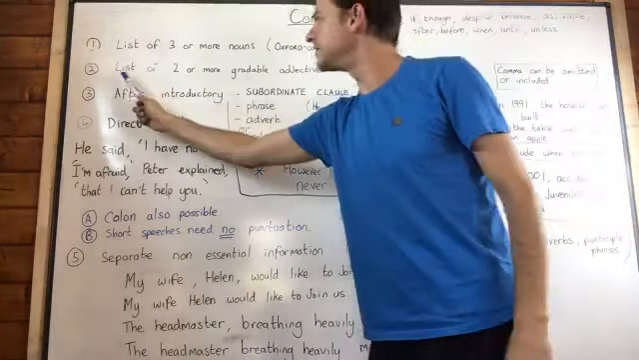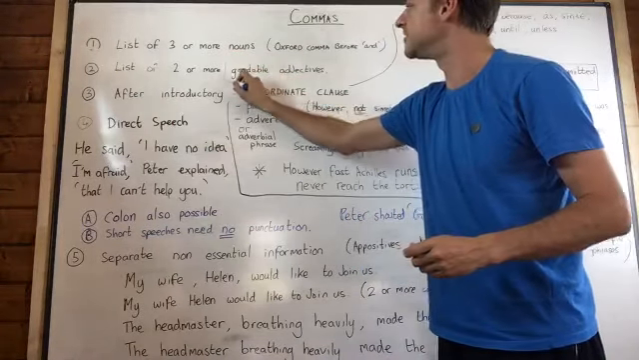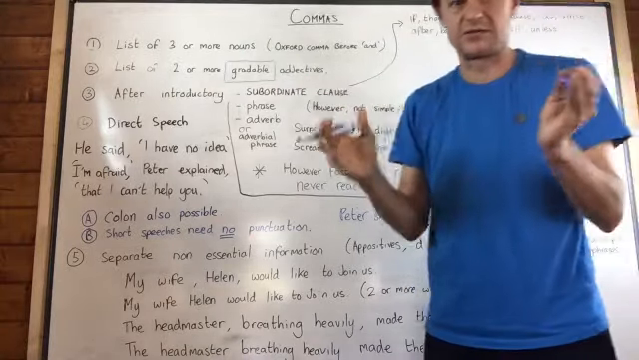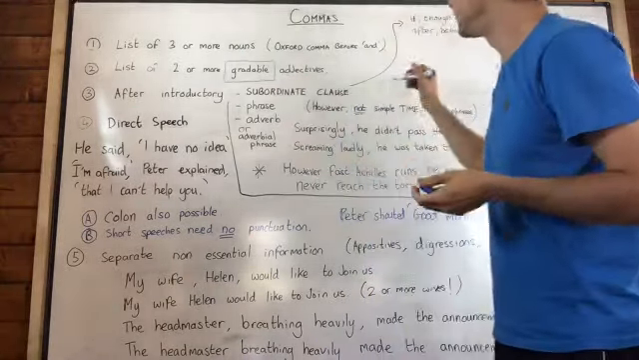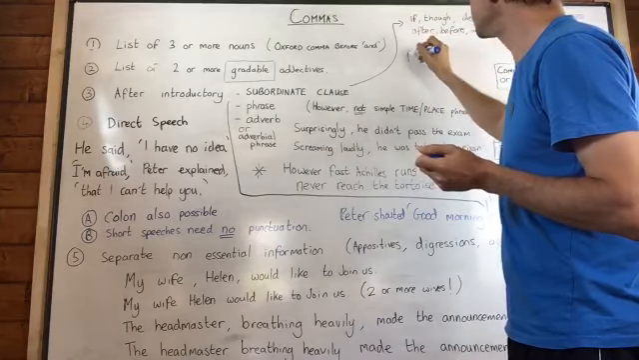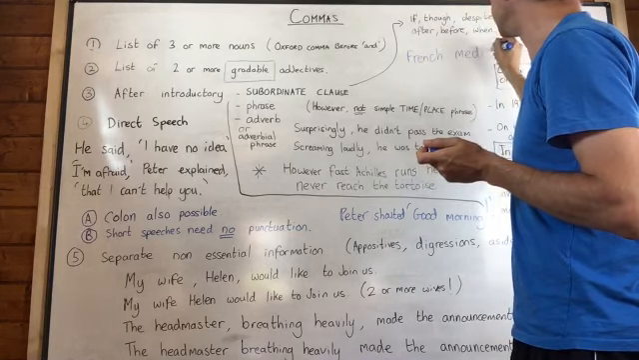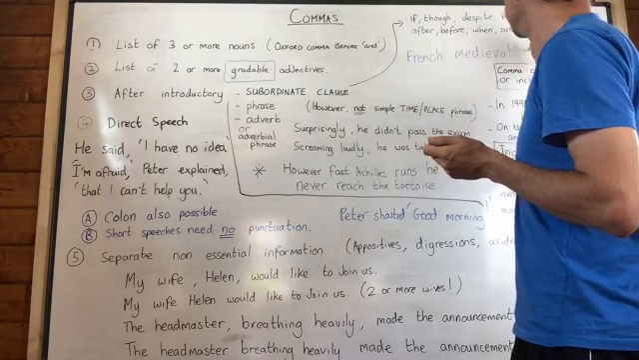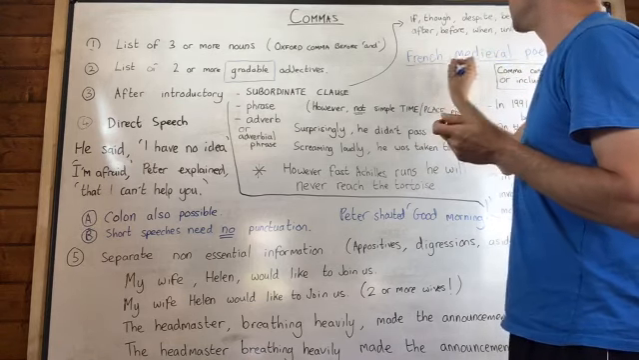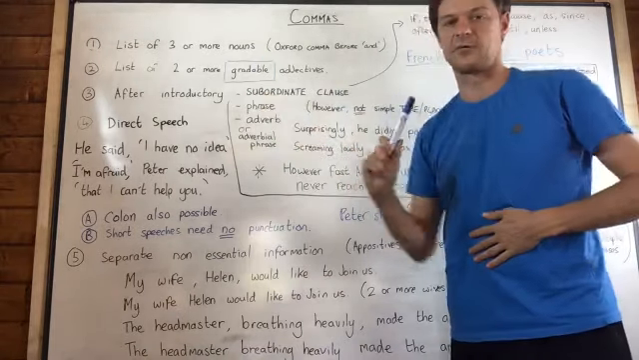Second point, a list of two or more gradable adjectives. The important word here is gradable. It's not any adjectives that you need a comma with. For example, if you say French medieval poets, you will not need a comma between the French and the medieval. And that's because both of these words, French and medieval, are classifying adjectives. They are not gradable adjectives.